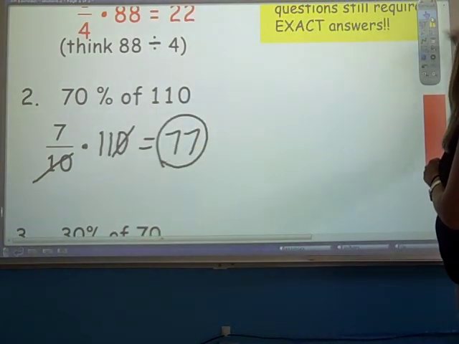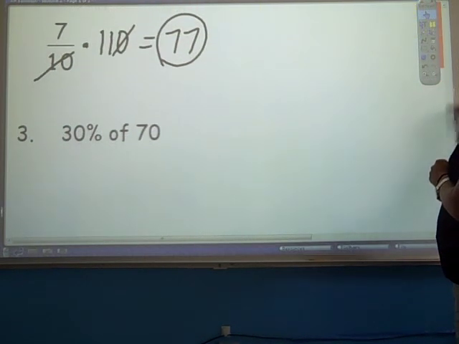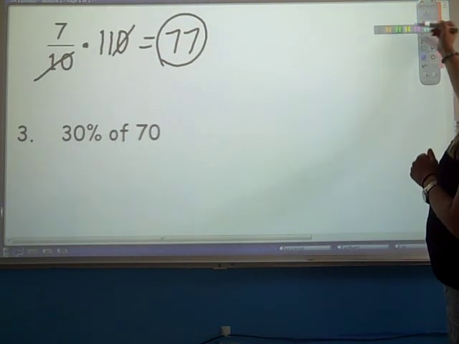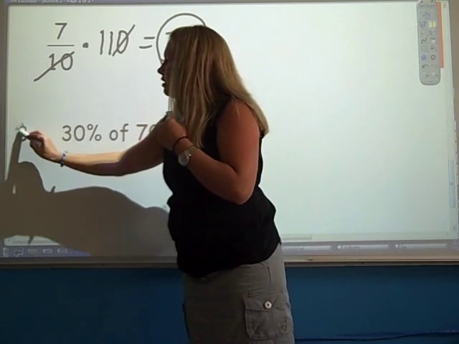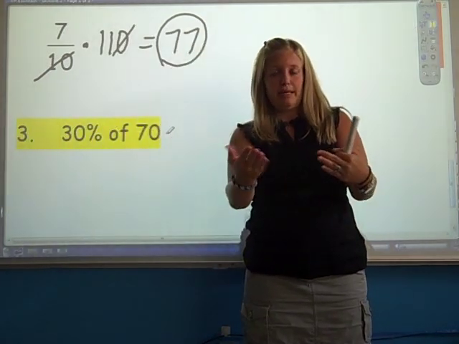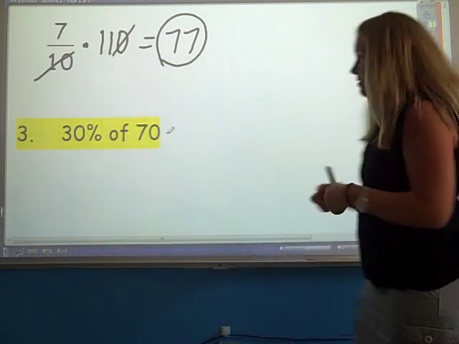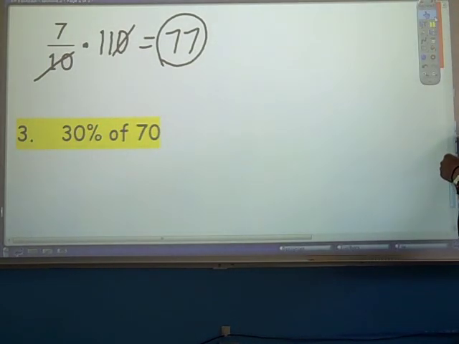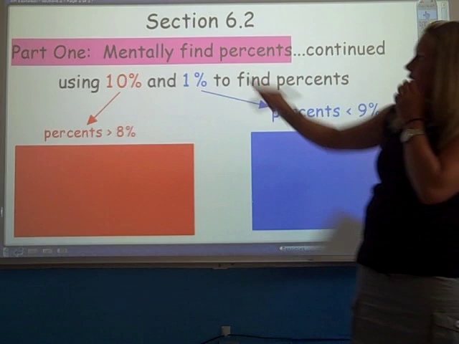Okay, I'm going to leave you with one to try on your own. 30% of 70. Remember, even though you're doing these using your brain, you still need to write down what you're doing, because I cannot read your mind. I don't have those powers yet, sorry. Alright, maybe in my next life I'll get that superpower.